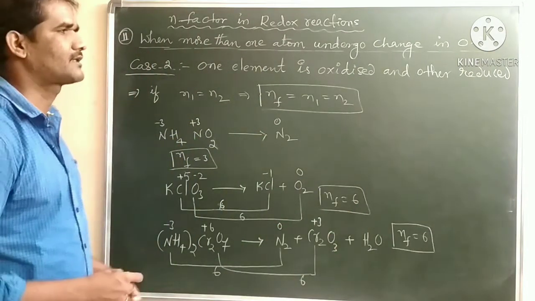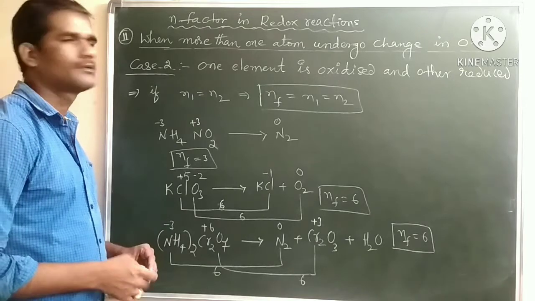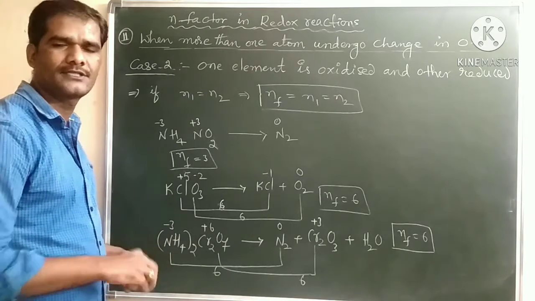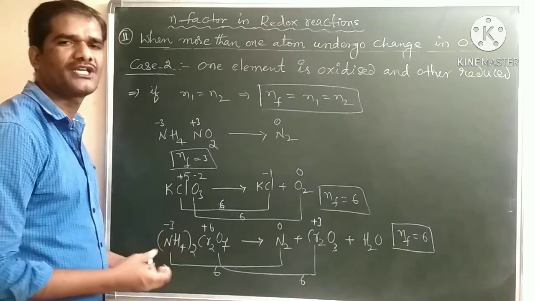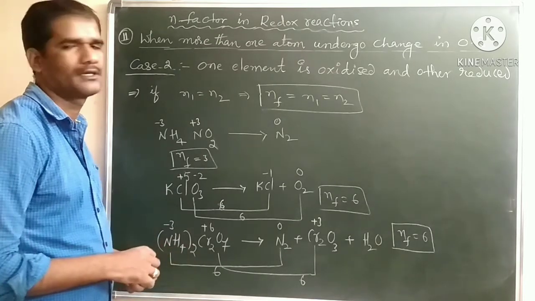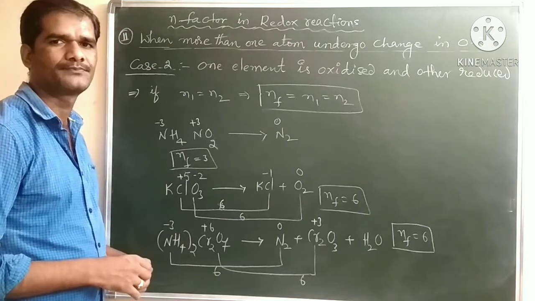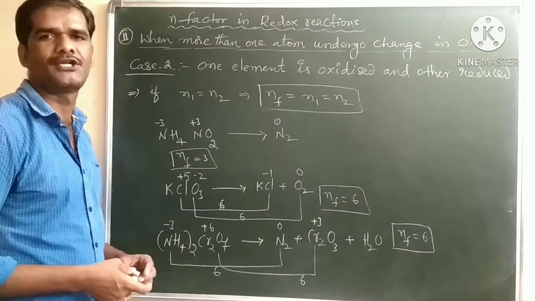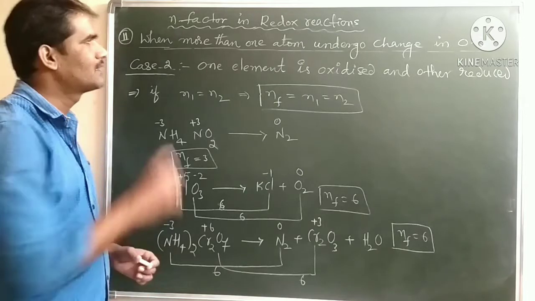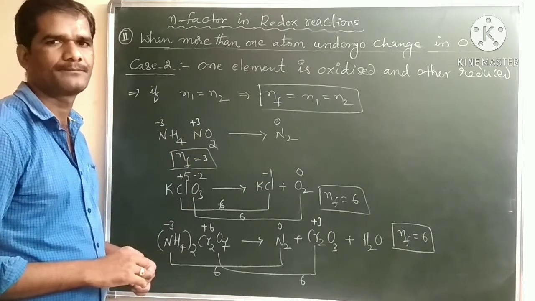So this is the N factor calculation when both oxidizing species and reducing species undergo the same change in oxidation state, meaning the same number of electrons gained or the same number of electrons lost by the one molecule. So this is the second condition: calculation of N factor when more than one atom undergoes change in oxidation state.